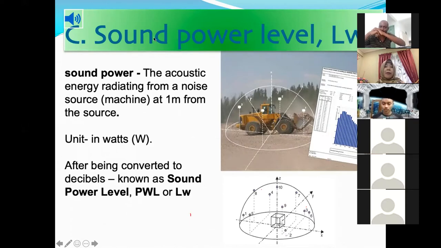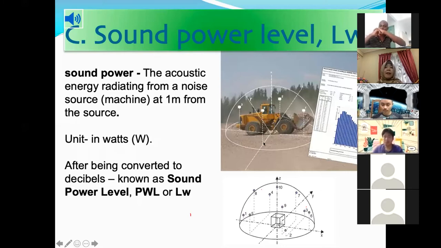Why do we call it sound power level? Because usually we measure it at 1 meter from the source. For example, this is the source. We measure 1 meter from the source, it is called sound power level. If it is greater than 1 meter, we call it sound pressure level. So those are two different things. Sound power level is the intensity of noise produced by the source, and it's usually measured at 1 meter distance from the source.